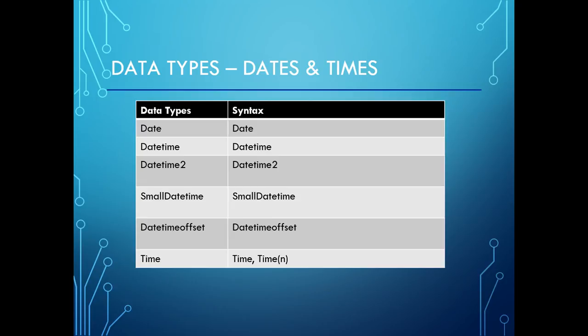Dates and times. Date just holds dates. Date time 2, small date time. All of these hold date and time with varying ranges for date and time. If you need just a normal range of date and times, sometime in the last century or so, you would use a date time. Date time offset is a date and time, but it is time zone aware. And then time is just for time.